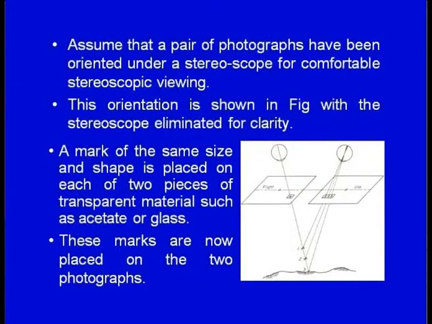Assume that a pair of photographs have been oriented under a stereoscope for comfortable stereoscopic viewing. This orientation is shown in the figure with the stereoscope eliminated for clarity. A mark of the same size and shape is placed on each of the 2 pieces of transparent material such as acetate or glass. These marks are now placed on the 2 photographs.